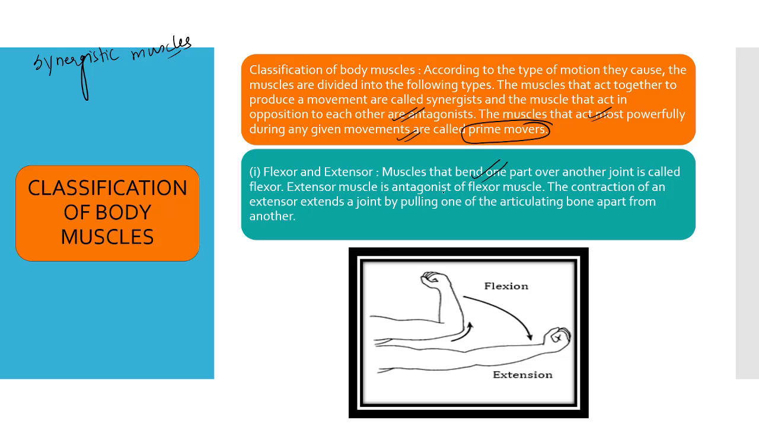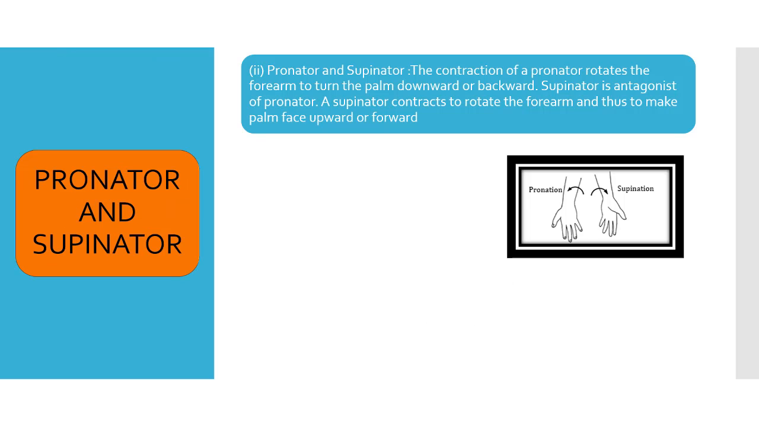Extensor muscle is antagonistic of flexor muscle. The contraction of the extensor muscles extends a joint by pulling one of the articulating bones apart from the other. So flexor and extensors, they are antagonistic in function. Pronation, supination. The contraction of pronator muscles rotates the forearm to turn the palm downwards or backwards. Supination is antagonistic of pronator. Supinator contracts to rotate the forearm and thus to make the palm face upwards or forwards.